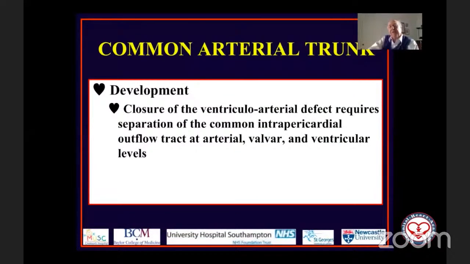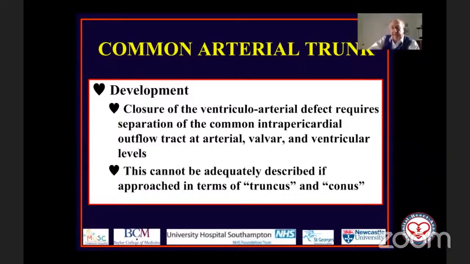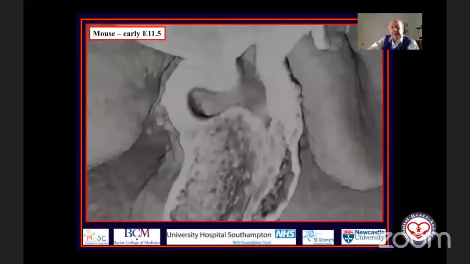So what we are going to now consider is how we can relate what we know about development to the division of that ventricular arterial defect, and how it can produce separation at the levels of arterial, valvar, and subvalvar. And I would put it to you that we cannot do this adequately if we think of it only in terms of truncus and conus. And that is why I dislike the notion that we can have persistent truncus arteriosus. So many of you will have seen these pictures before.